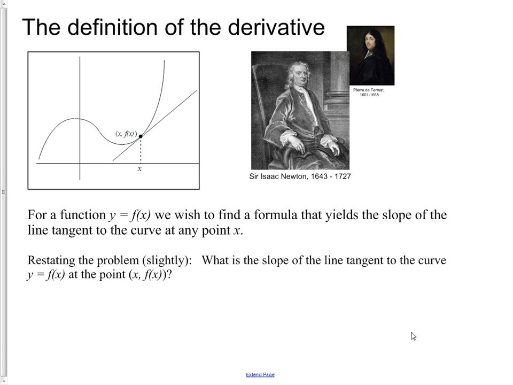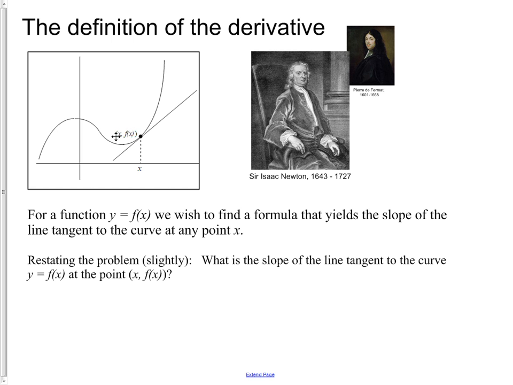He said, well, let's say we have some function, just some general function f of x, and we want to find a formula that yields the slope of the line tangent to the curve at any point x, not just at some point (2, 0), but any point along any curve. What could we do? Slightly restating the problem, we're asking, what is the slope of the line tangent to a general curve y equals f of x at some point (x, f of x)? And as you can see, we have the same general problem right here.